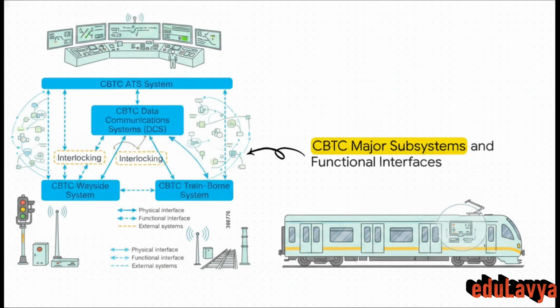We've basically got 3 major functional blocks working together: the Wayside system, the Trainborne system, and sitting right at the top, the ATS or OCC system. Now, the crucial thing here is that none of these work in isolation. They're constantly talking to each other through these physical and functional interfaces. And all of this chatter is handled by the data communication system sitting right in the middle. Truly, if you can grasp how these blocks interact, you've unlocked the real secret to modern rail safety.